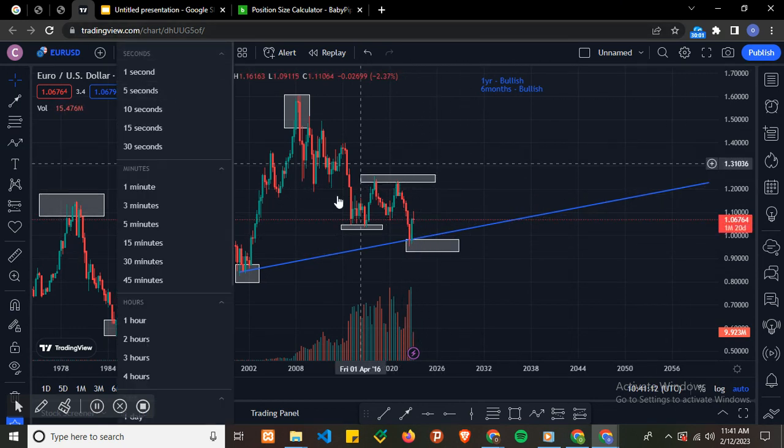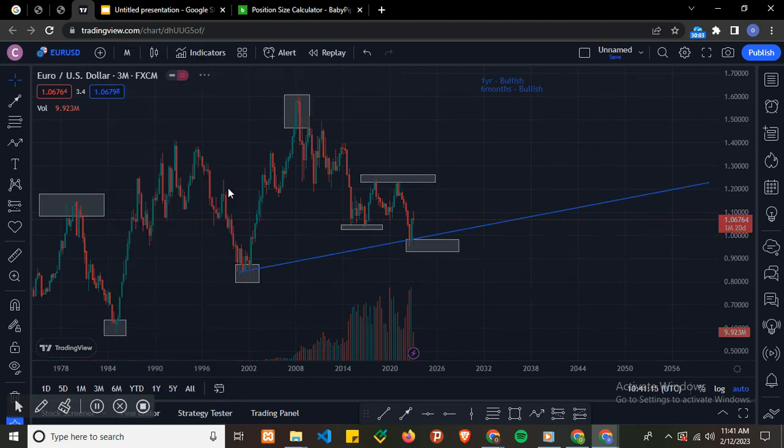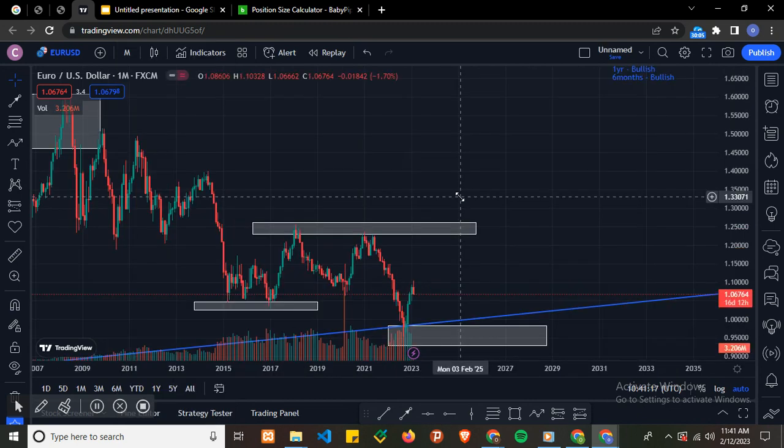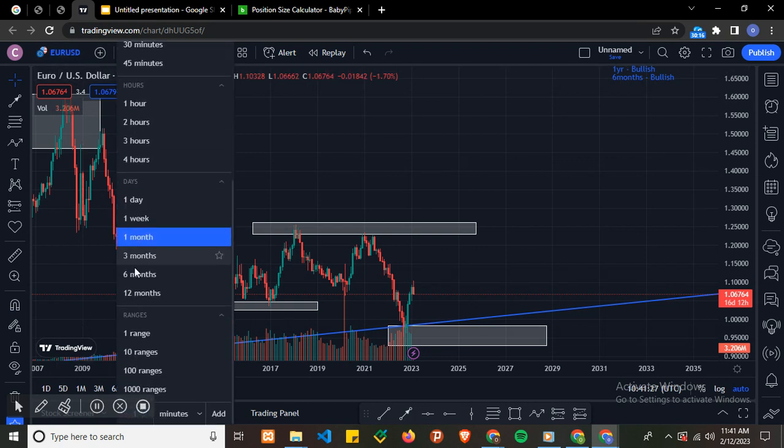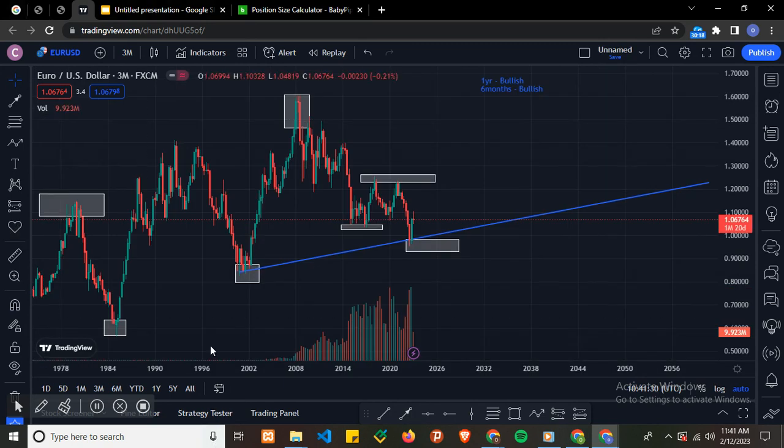Wait, let me check something on lower time frame. That's 1 month. Let's see what's happening in 1 month. Okay, good. I will still go for long. That's bullish. That's buy. Let me go back to 3 months.